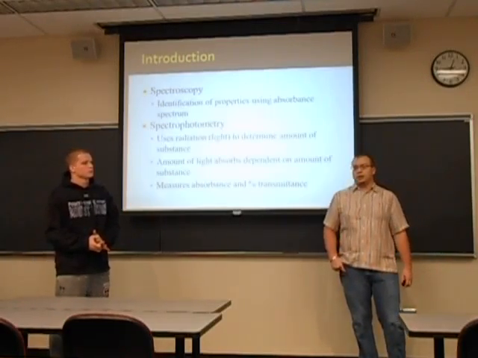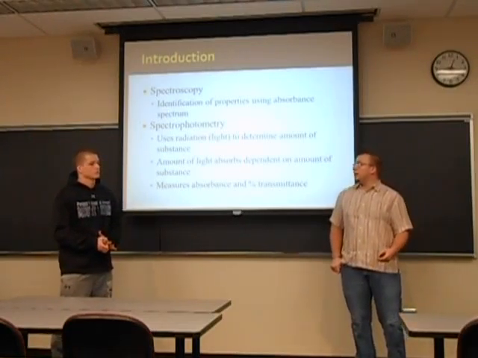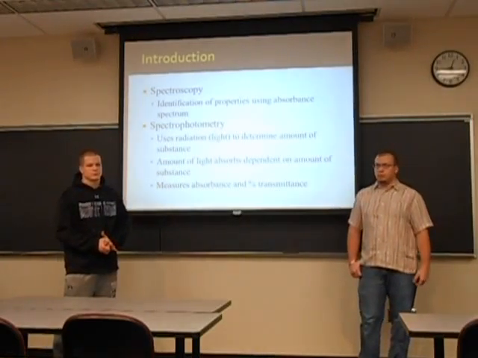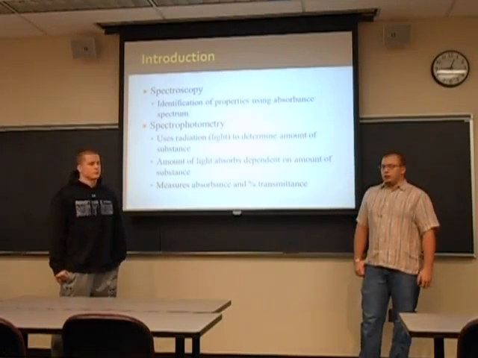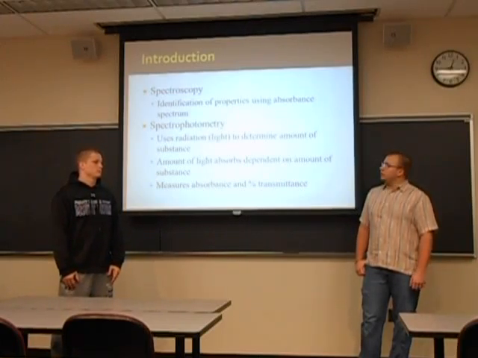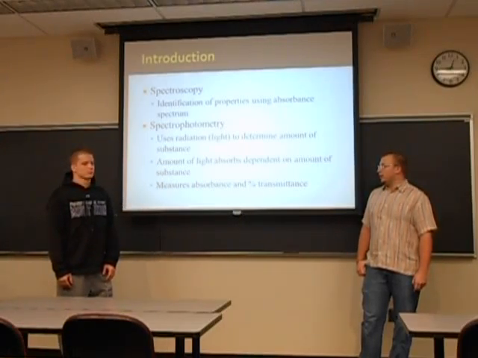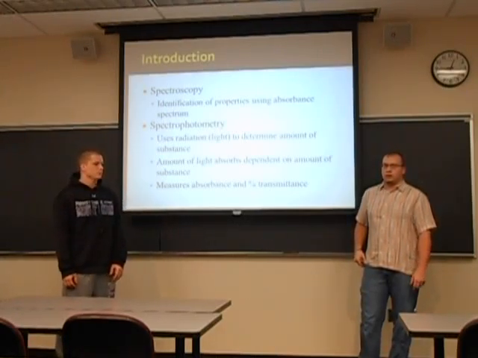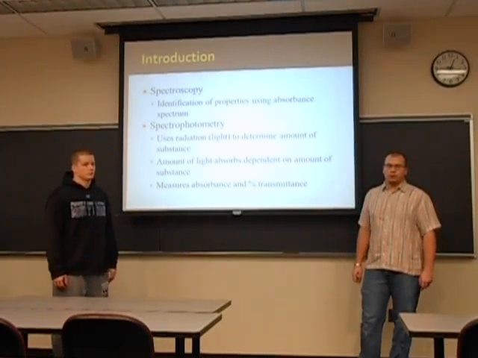The first definition that we'll go over is spectroscopy, which entails the identification of properties using the absorbance spectrum. Spectrophotometry uses light radiation to determine the amount of the substance that is present, and it does this by measuring the amount of light. The amount of light that is absorbed depends on the substance that's involved, and the absorbance is measured using percent transmittance.